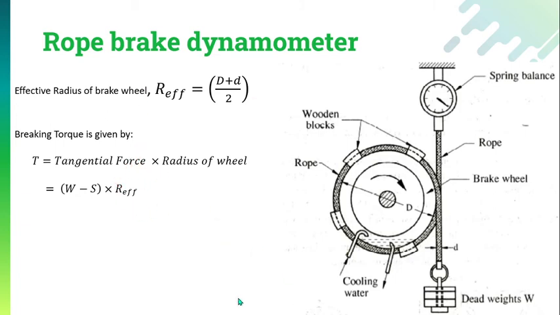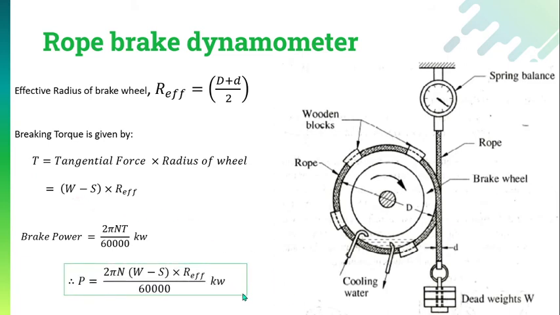Now we know the brake power, or say power, is 2 pi NT by 60,000 into kilowatt. In this particular case, we don't know the value of the torque. So what we will do is add this value of the torque, which is W minus S into R effective. So this will be our final equation.